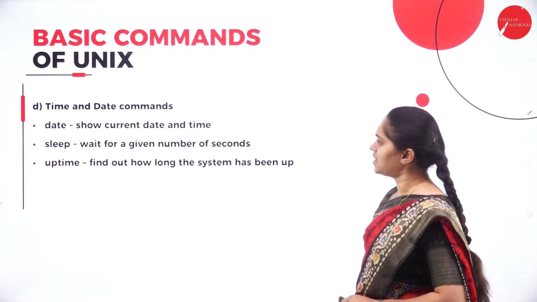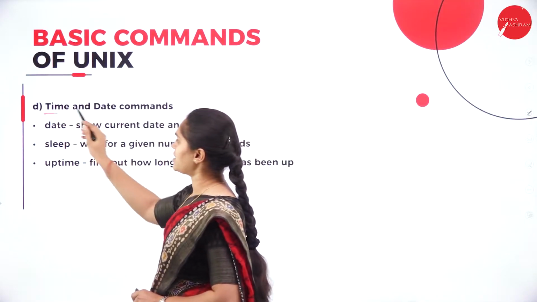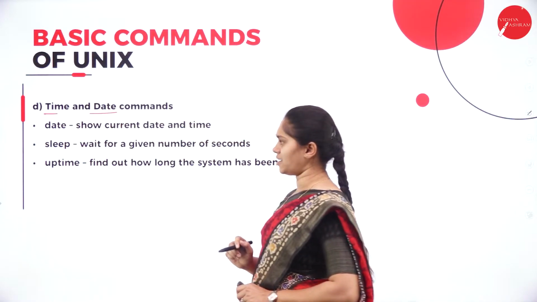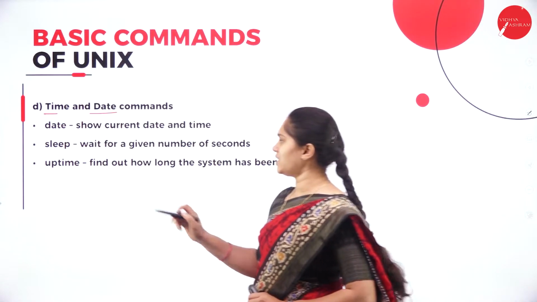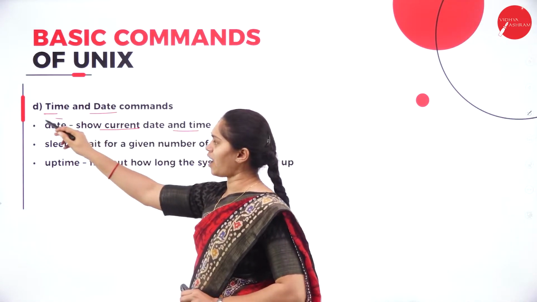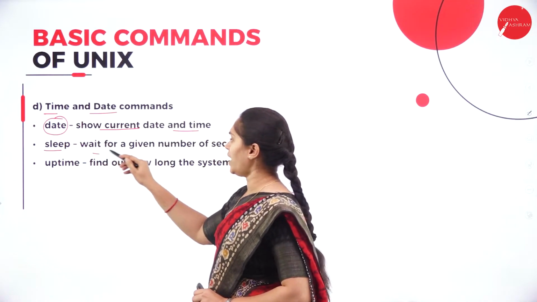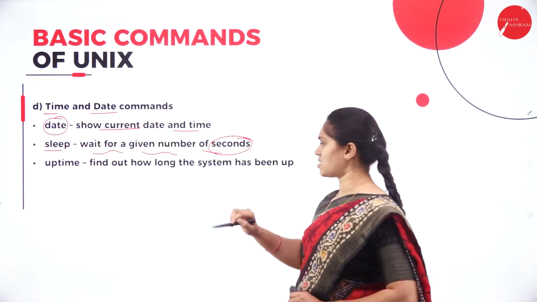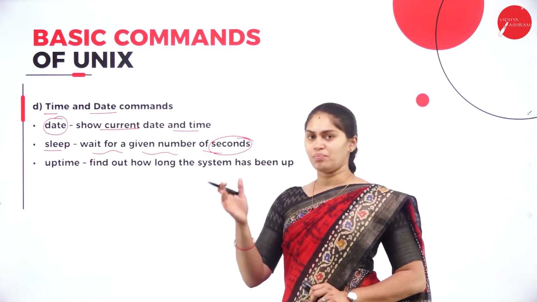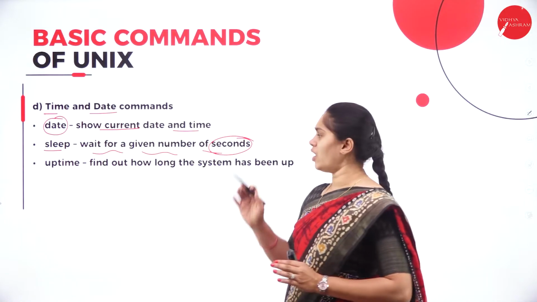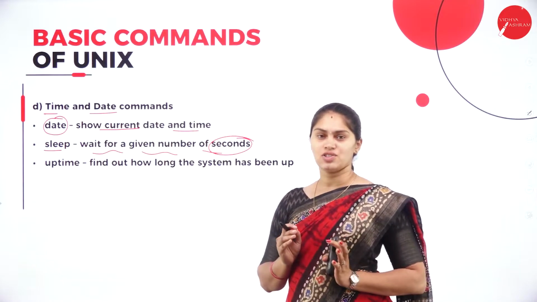What we have next is all the commands with respect to time and date. If you want to see the current time and date, then we have to use a command called date. Next, sleep. Wait for a given number of seconds. If we use sleep 10, then it is going to wait for 10 seconds of time.